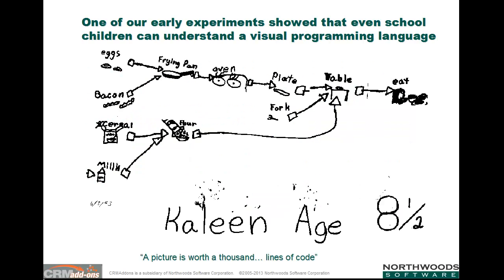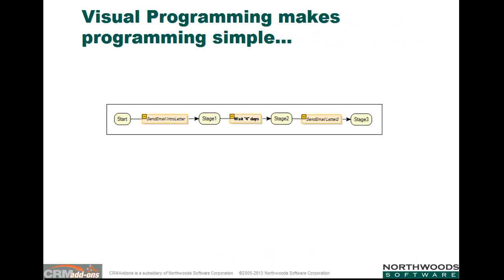One of our early experiments showed that even school children can understand visual programming language. We believe that a picture is worth 1,000 lines of code. Visual programming can make programming very simple. Here you see that a contact will begin at start. A first email will go out immediately, and they will wait 4 days, and then a next email will go out. Finally, they land in stage 3.